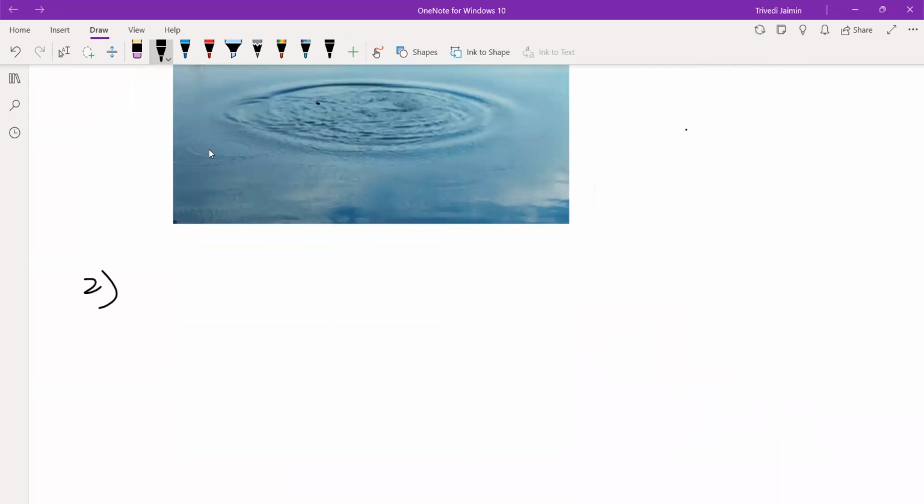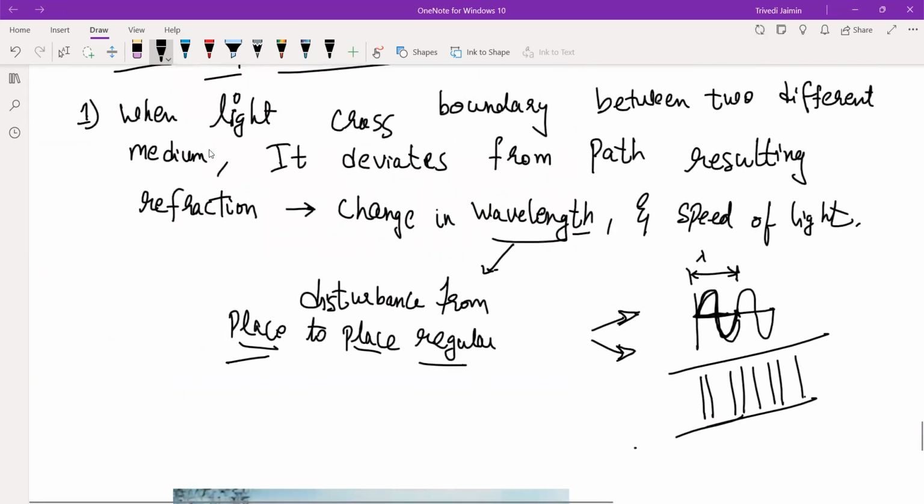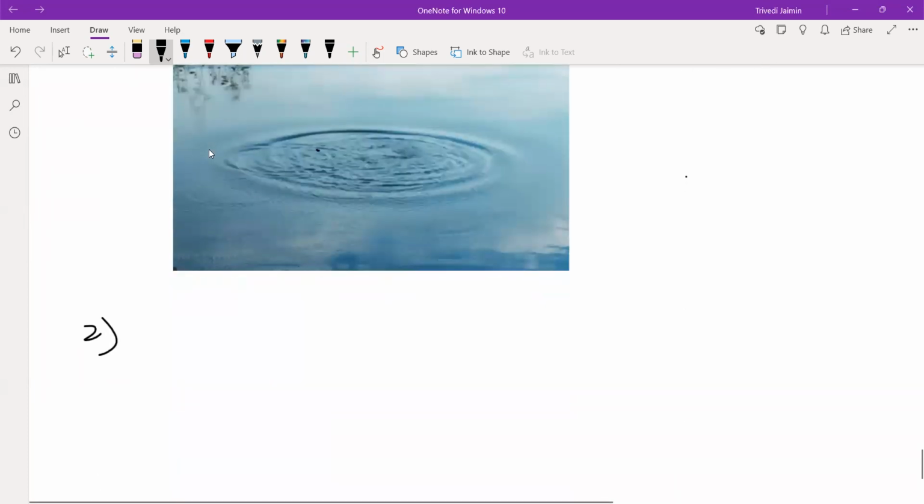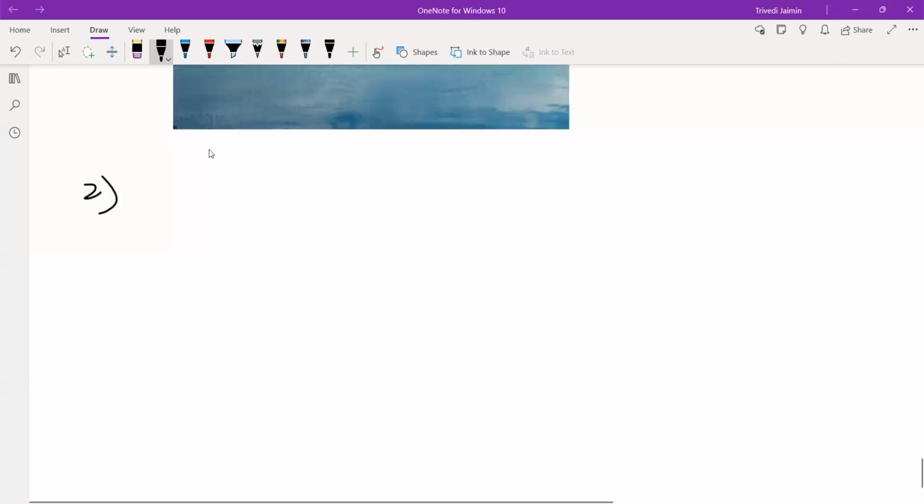Then let's write the second point. What we wrote as the first point: when light crosses the boundary between two different mediums, it deviates from its path, resulting in refraction, which changes what? Wavelength and speed of light. Now, when it changes the speed of light, what will happen? Dispersion. Right? We'll see that first. Let's finish the causes of refraction, then we will go to dispersion. Let's write the second point.